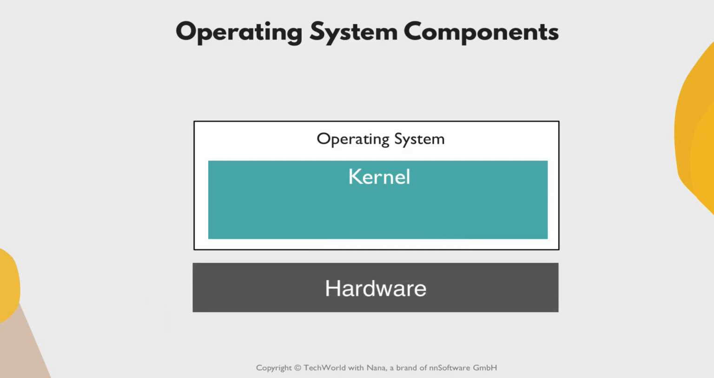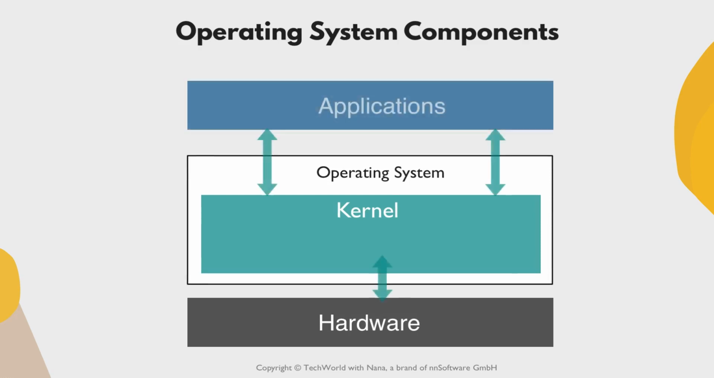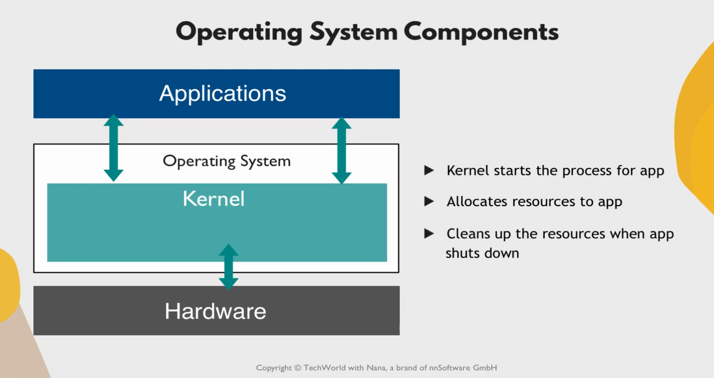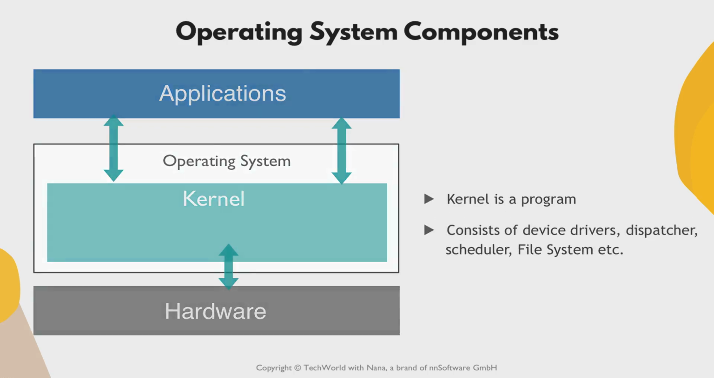So basically, the kernel part of the operating system is the layer interacting between the applications and the hardware. So when you start an application, it's the kernel that starts the process for that application, loads it into memory, and allocates CPU resources, for example, to that application. And when you close the application, all resources will be cleaned up by the kernel. And the kernel is basically just a program written in code which consists of device drivers and some other logic.